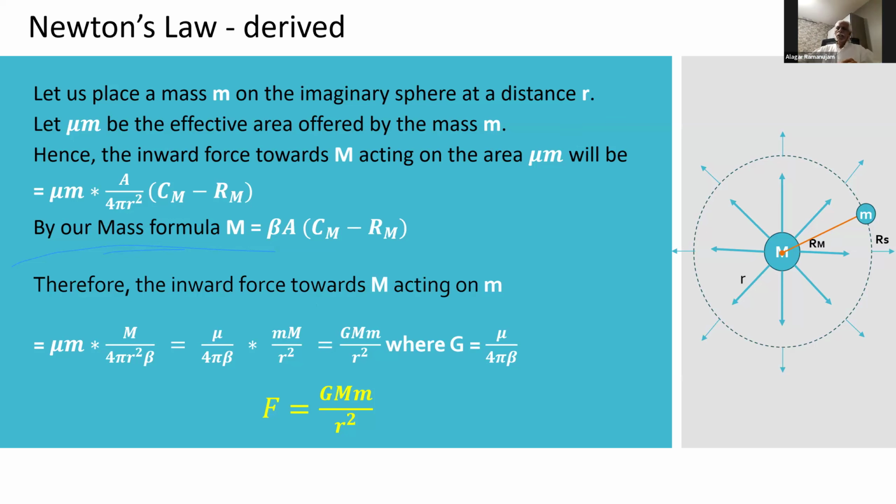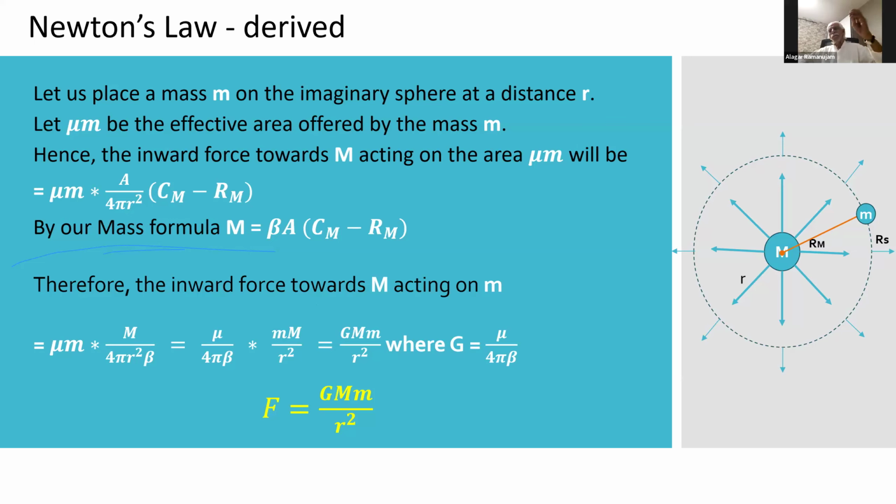Now, any clarifications or doubts? Yeah, why the significance of saying, hence the inward force towards capital M acting on area mu M? Is it because the object represented as capital M is bigger than the object represented as small m? That is why it is an inward force?